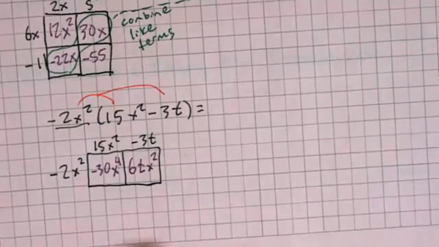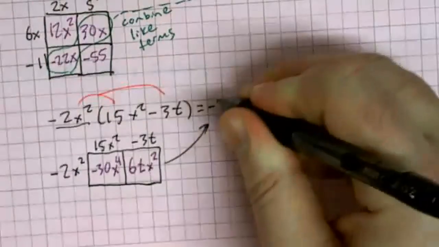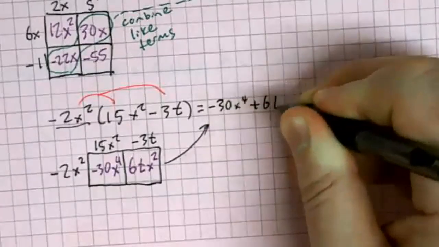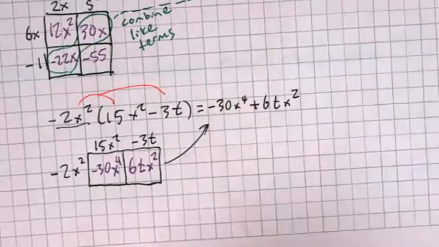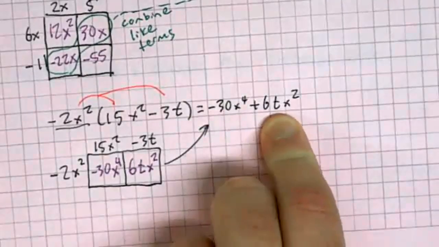But it's your choice. All right, so my final answer then goes up here. It is negative 30x to the fourth plus 6tx squared. And again, some of you might have written that as 6x squared t. That's the same.